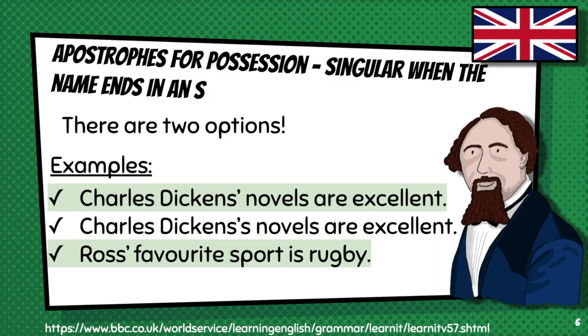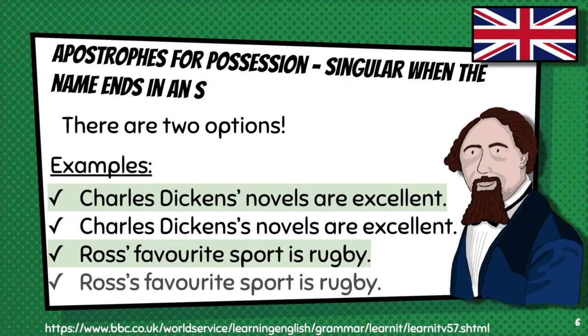Okay, so here you have an example of someone whose name ends in two S's, in fact. So we've got Ross's favourite sport is rugby. And here you can see an example where, again, we've added on an apostrophe and an extra S as well. And there's three S's there. There's a lot of S's. Again, it's not technically incorrect. It just, for me, as I said, it's my preference. I think it just looks a bit clunky. So I prefer just to add on an apostrophe at the end of an S for a singular person whose name ends in an S.